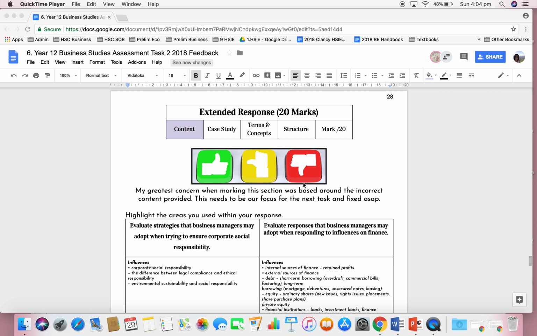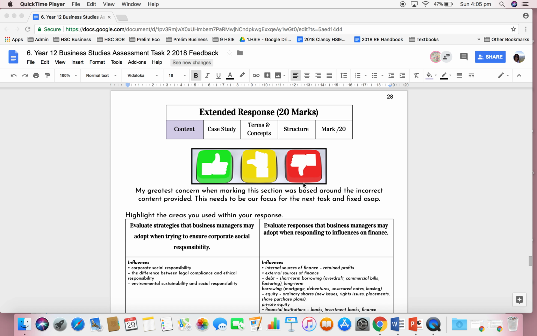Guys, as a whole cohort, there were some really great responses, and then there were some responses that really left a little bit to be desired. My greatest concern when I was marking this was the fact that people were providing content that was just completely incorrect. Now, in saying this, there were lots of you that provided the correct content. Great. If you provided content that was not from the syllabus, guys, it is not good enough. We are halfway through the HSC.